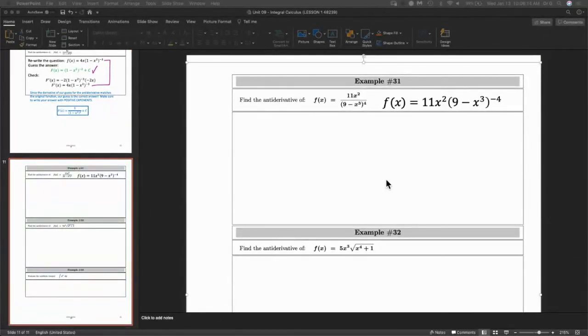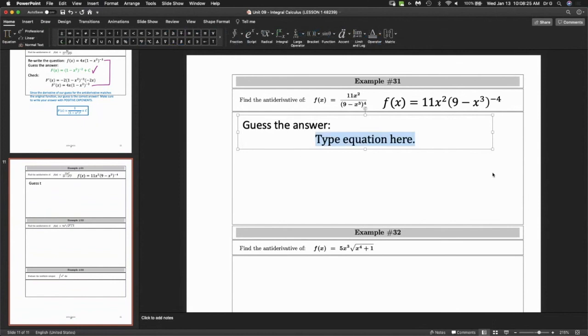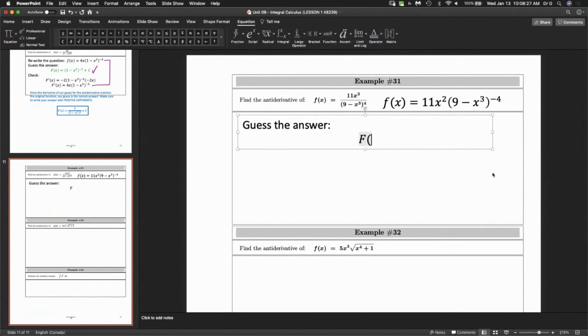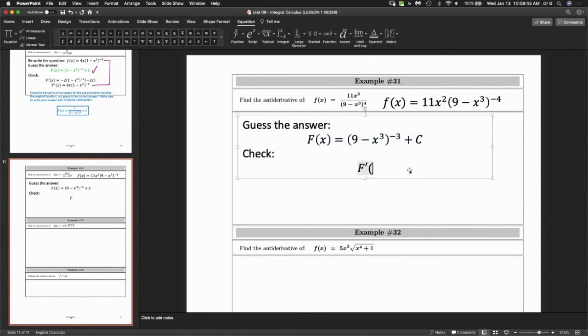So now that we've rewritten the function this way, we can just add 1 to the exponent for our guess. So we're going to guess the answer. So here's our guess. We're going to take the quantity in the brackets here and add 1 to the exponent. Like that. Plus c.